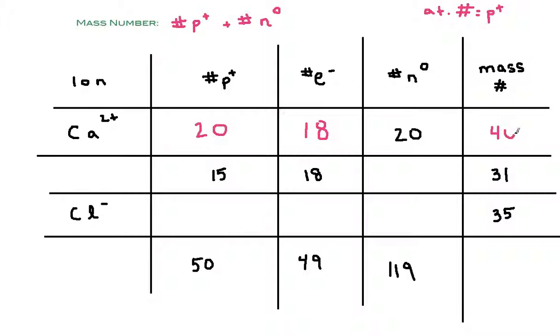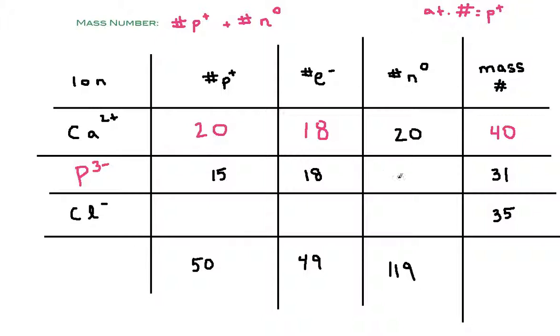For the next one, I don't tell you what ion it is, so you need to determine that. Well, if I've got 15 protons, what has an atomic number of 15? Well, that's phosphorus. Now, to determine the charge of phosphorus, I've got 15 protons and 18 electrons. That means I have a total of 3 extra electrons. So an extra 3- charge, which is the charge of phosphorus.